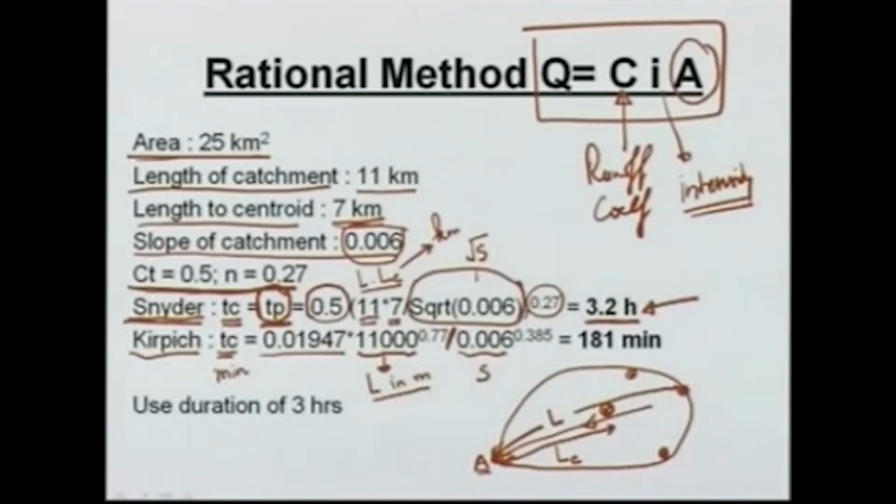If we put the values of L and S, we get a value which is 181 minutes. So, if we look at these two, in this case they are not very different. So, to be on the conservative side, we can take a T c which is smaller than this, and therefore, we will use a duration of 3 hours. That means, for rainfall duration of 3 hours, we have to find out the intensity.